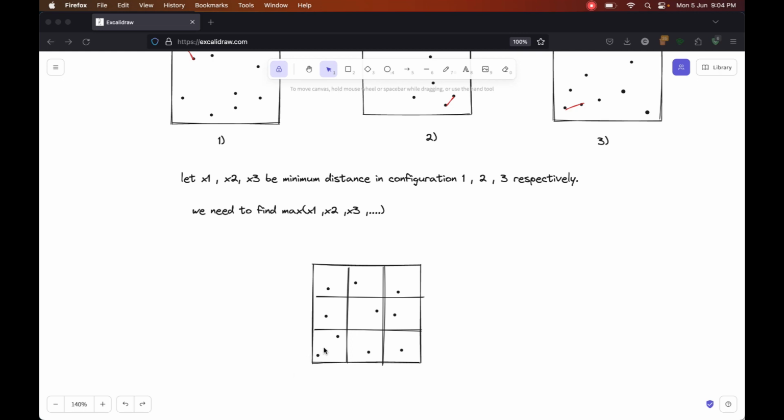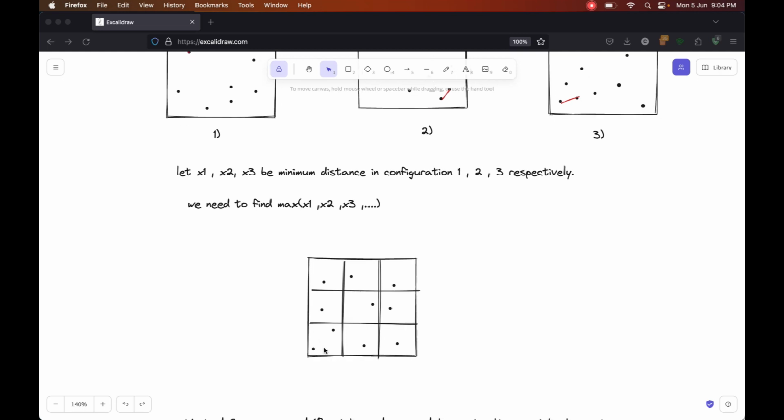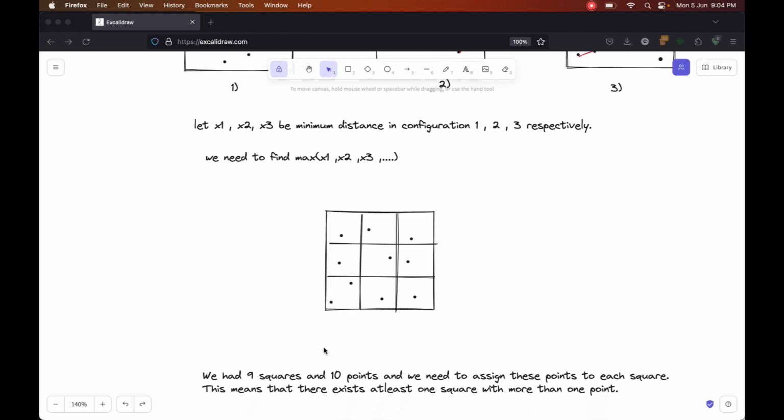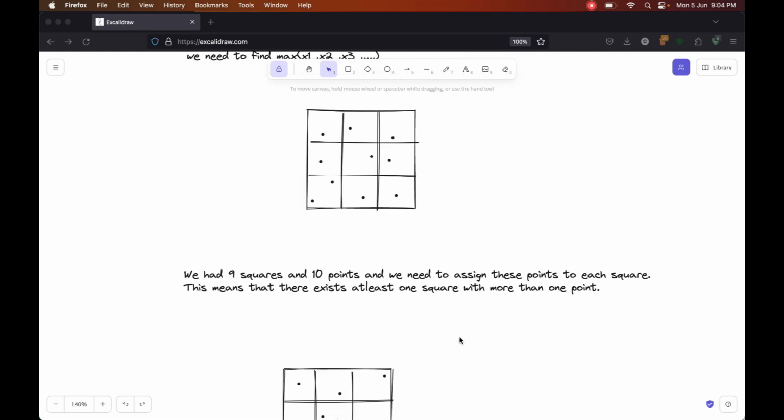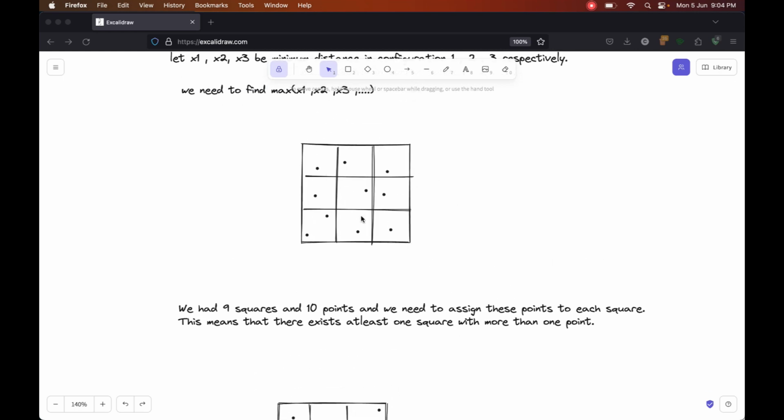So basically this is the pigeonhole principle. I said it in an informal way. We can explore this in further videos. So as I said earlier, we have 9 squares and 10 points, and we need to assign these points to the squares. This means that there exists at least one square with more than one point, right? So basically we have this.